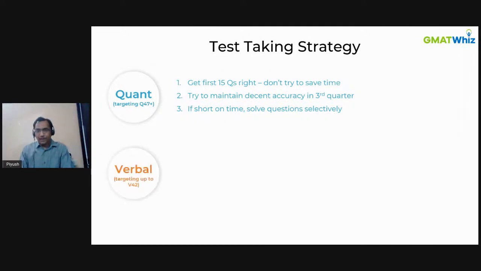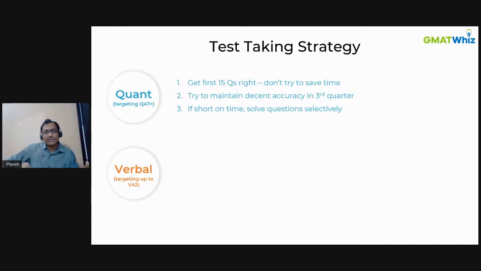What about verbal? The strategy I'm going to talk about is applicable for people who are targeting up to a score of 42. If you're targeting more than 42, then your strategy is similar to that of quant. Basically, if you're targeting a very, very high score in a section, you cannot make a lot of mistakes even in the last quarter.